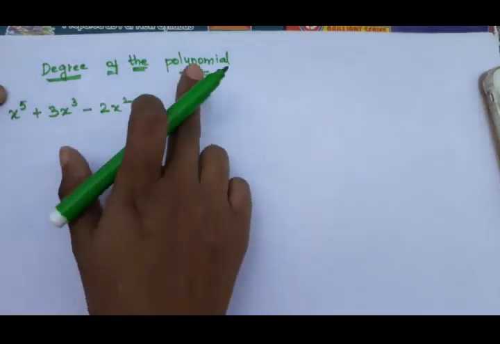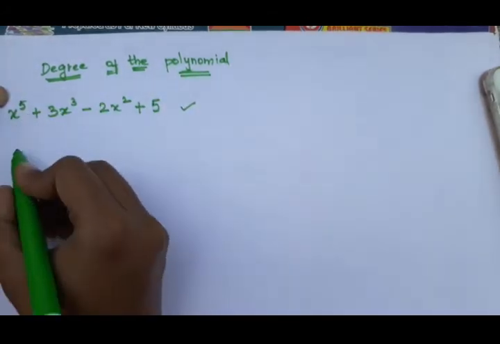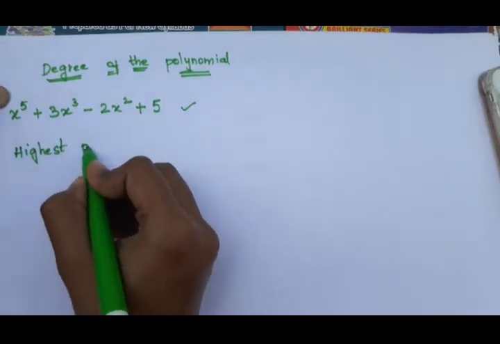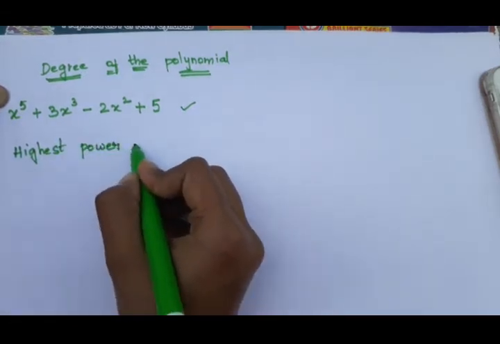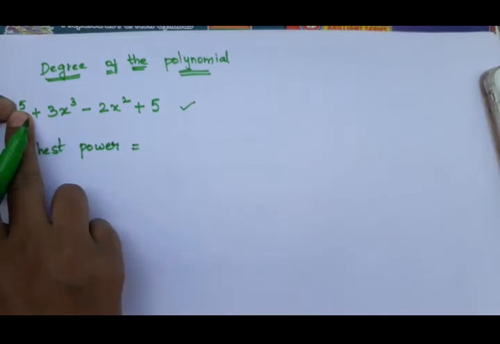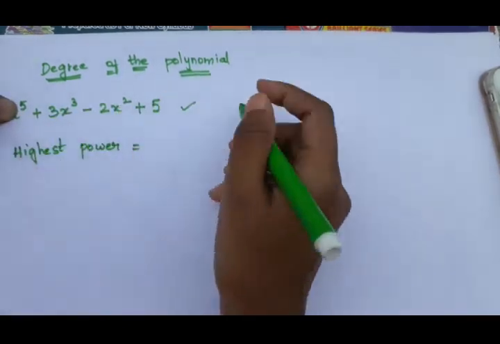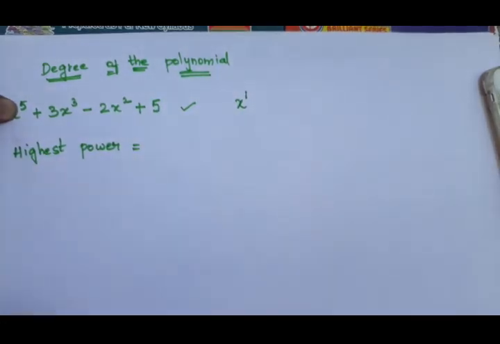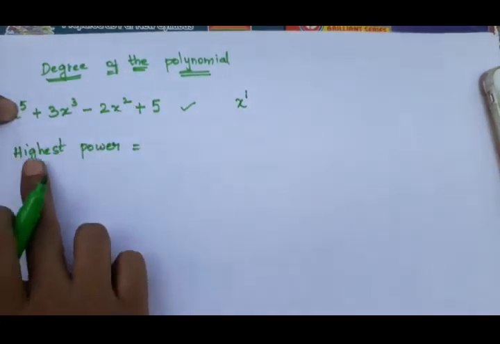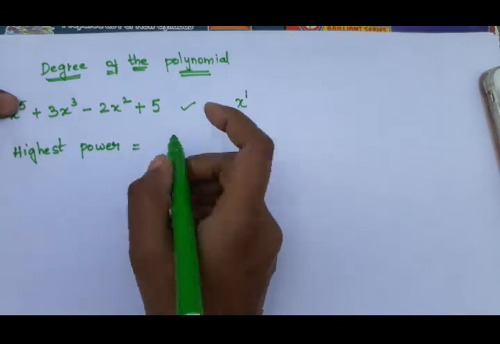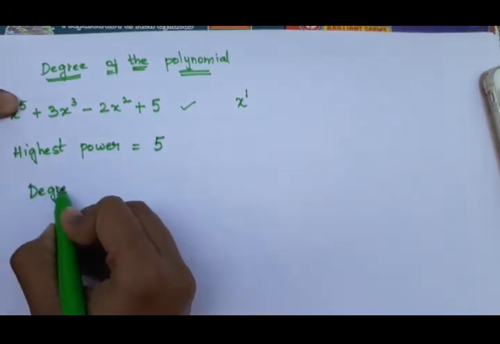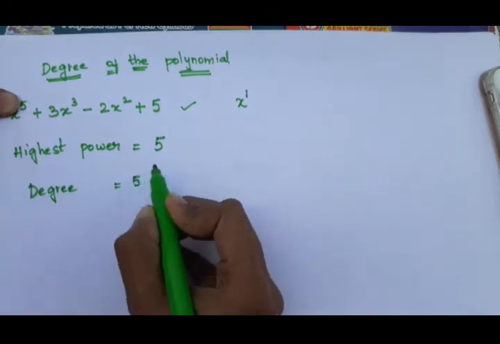Now degree of the polynomial. Here, which is the highest power? Which is the highest power, children? Here we have three powers: 5, 3, 2. Okay, if it is x, x has which power, children? Power 1. Okay? So 5, 3, 2. Which is the highest power from these three? 5. So 5 is our degree. Degree is equal to 5. Did you all understand, children?